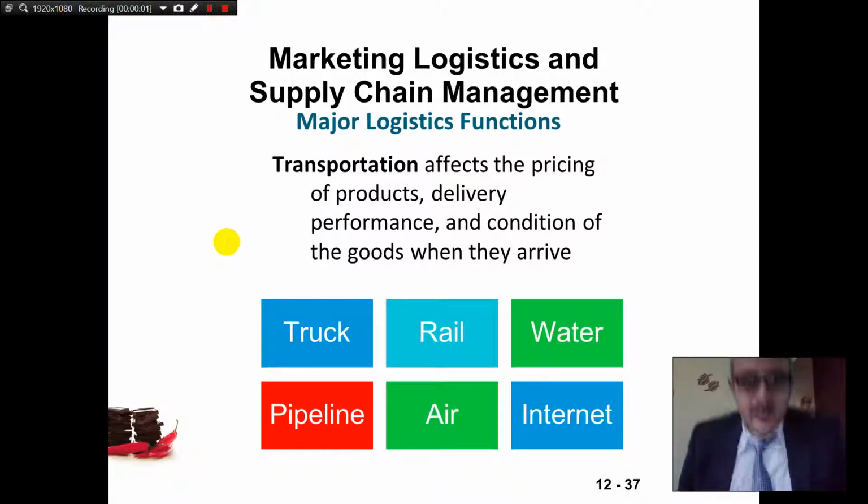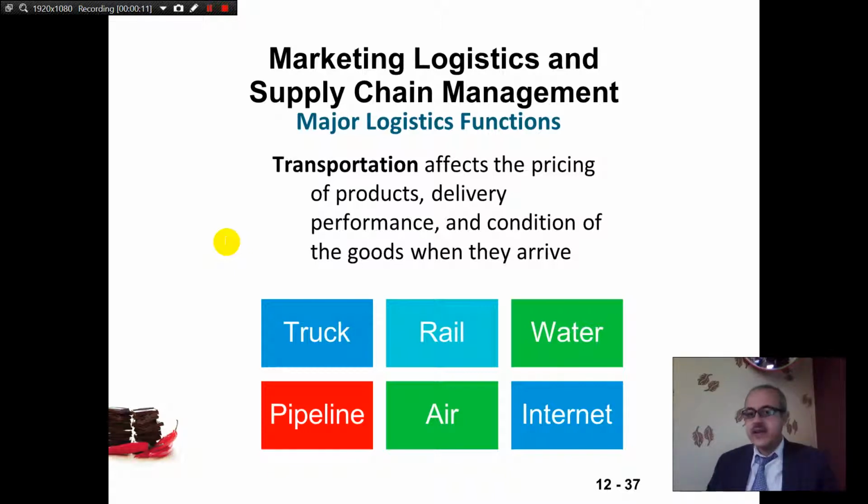Next, we have major logistics functions, and we talk here about transportation. You guys know the types of transportation? Truck, rail, water, pipelines, air, internet. You guys are okay with these? These affect the pricing of the product, the delivery, the performance, the condition of the good when they arrive.